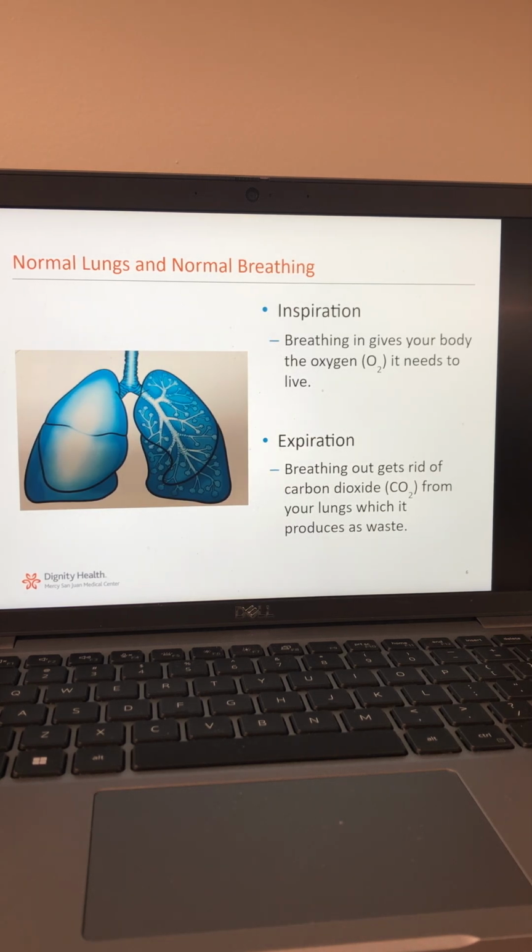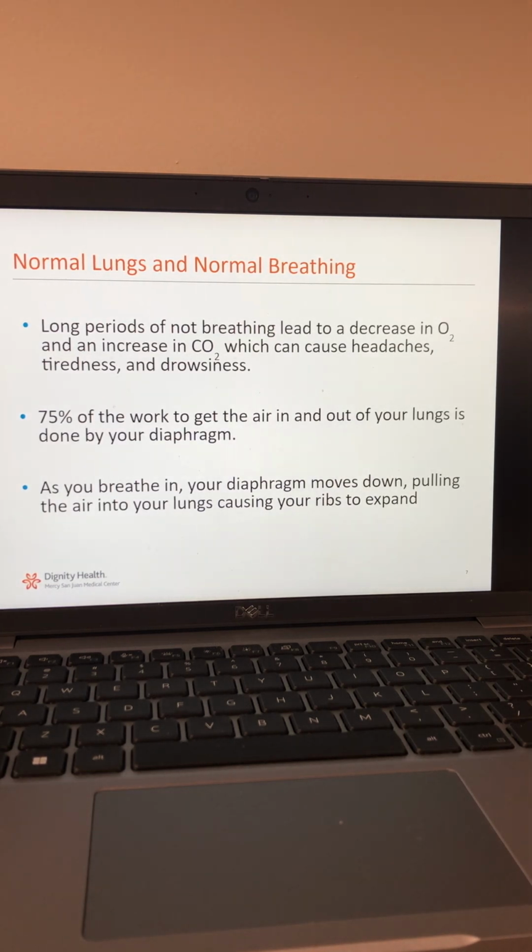So we're going to talk first about normal lungs and normal breathing. Inspiration, breathing in. It gives your body the oxygen it needs to live. Expiration, breathing out. It gets rid of the carbon dioxide from your lungs, which it produces as waste. Long periods of not breathing lead to a decrease in oxygen and increase in carbon dioxide, which can cause headaches, tiredness, or drowsiness.